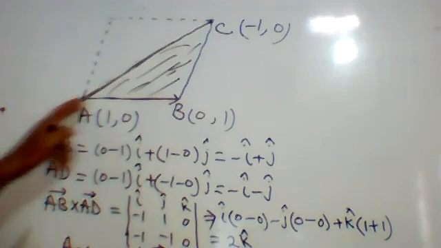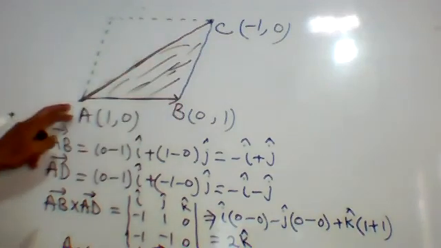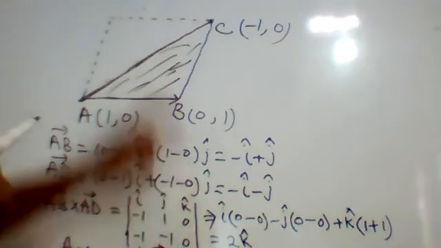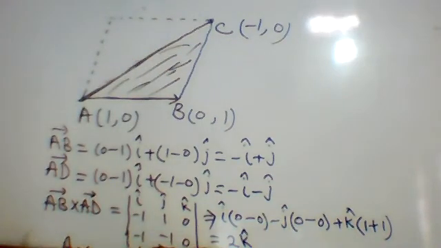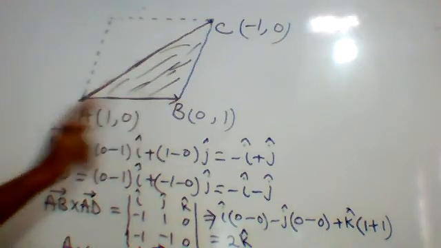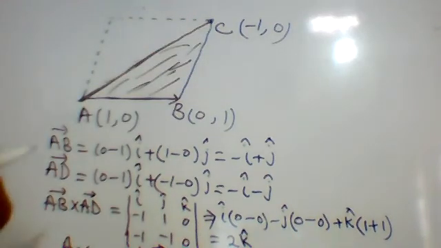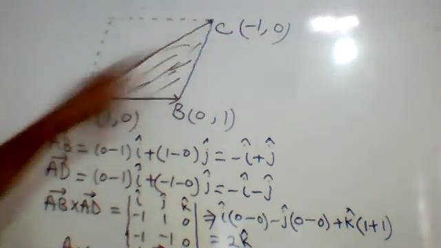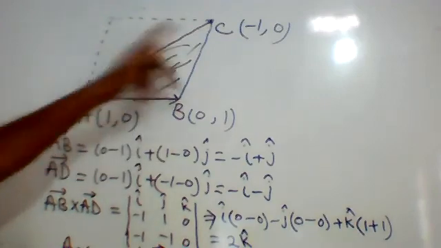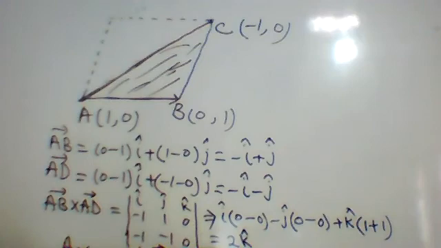With the same method, we'll find AB, BC and BA. Then we'll take the cross product. The answer will be 2k. And then we will find half of the magnitude of AB cross AD, sorry, BA cross BC, or AB cross AC. Find the vector AB, find the vector AC, take the cross product, then take the magnitude and multiply by half. It will be the area of the triangle.